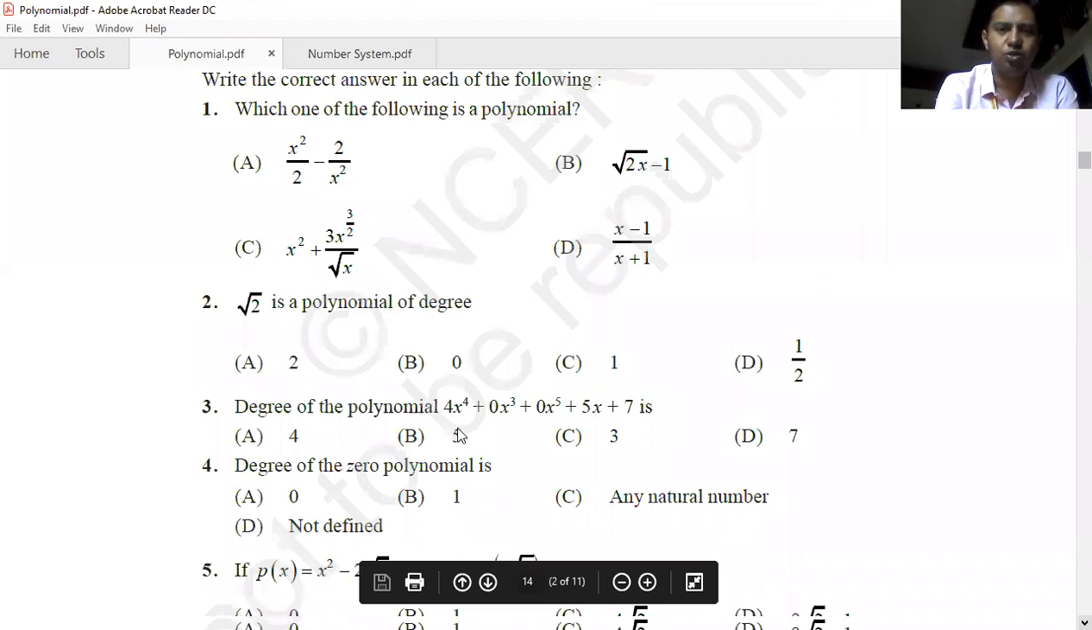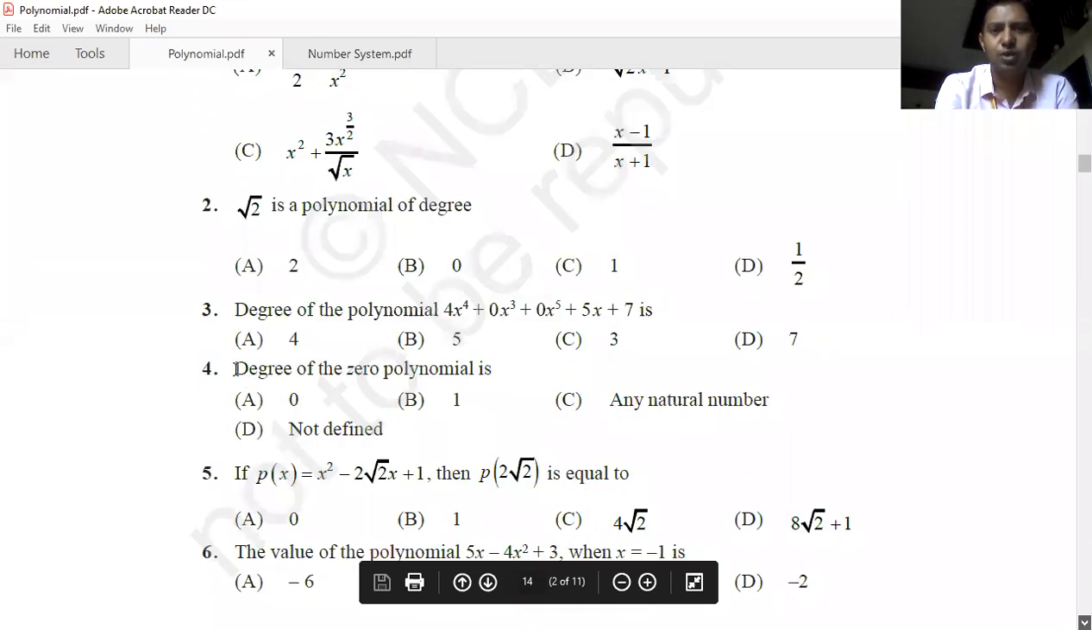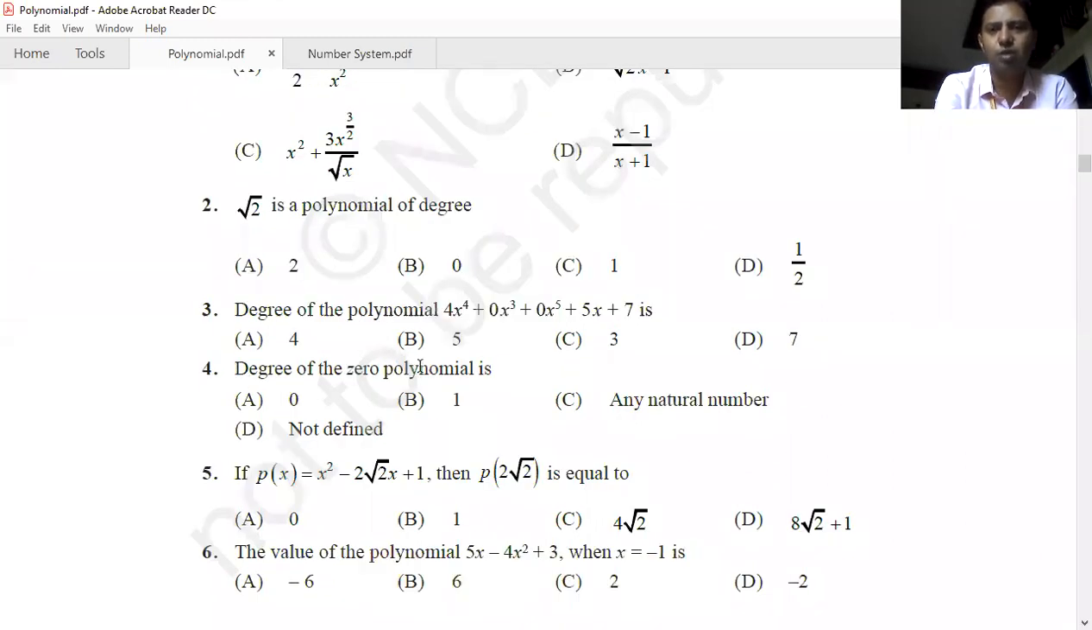This is what we need to put: the degree of 0 polynomial is. What is the 0 polynomial? The number 0 only is the 0 polynomial. What is the degree of 0 polynomial? A 0, B 1, C any natural number, D not defined. So the degree of 0 polynomial is not defined, because we are not able to write the degree of the 0 polynomial.